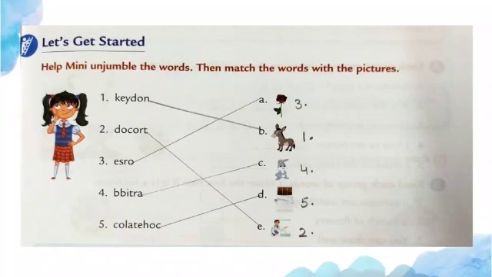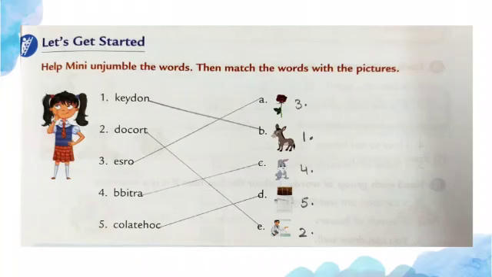Number 4, Bpitra. These letters when unjumbled make the word rabbit. So match number 4 with C. Next word, Colathoc. Now this becomes chocolate. Yes, if we unjumble these letters, it will become chocolate. So match number 5 with D.